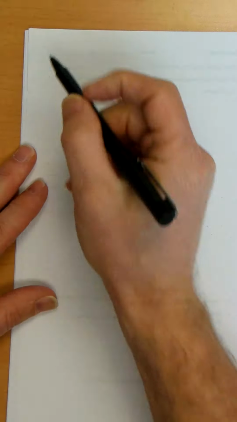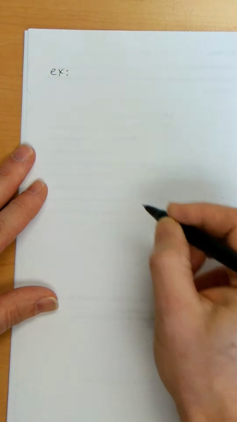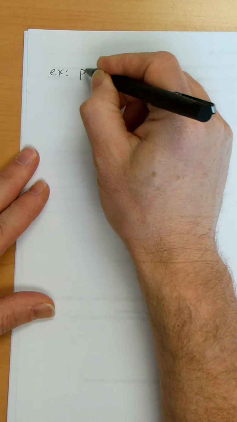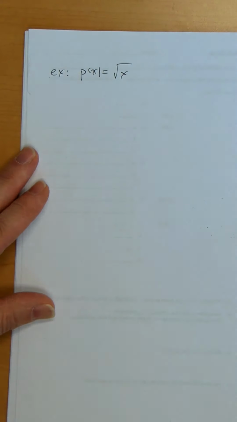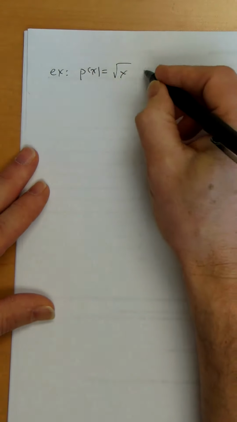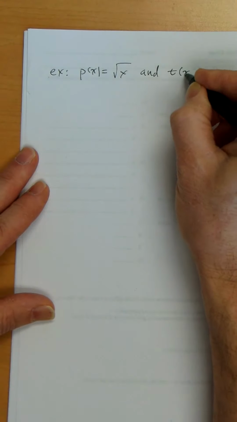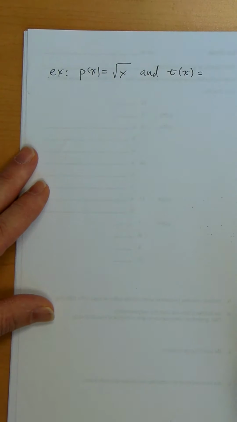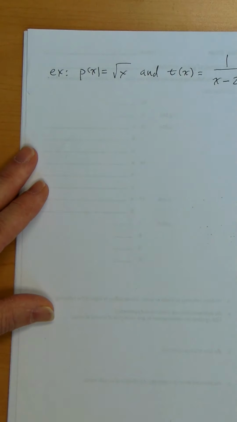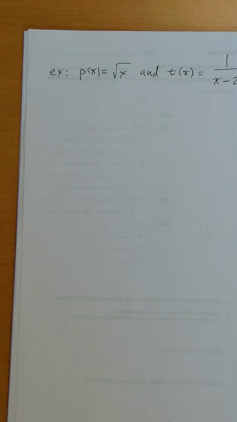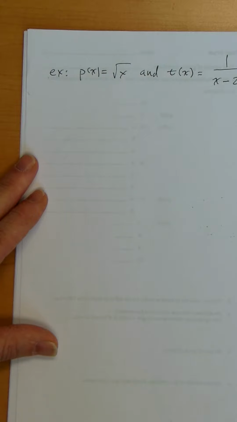Let me go on to another example with a function p of x equals square root x, principal square root x, or radical x, and t of x is a little rational function, 1 over x minus 2. Okay? And let's do a couple of things. Let's find t composed with p of x and the domain of t composed with p of x.